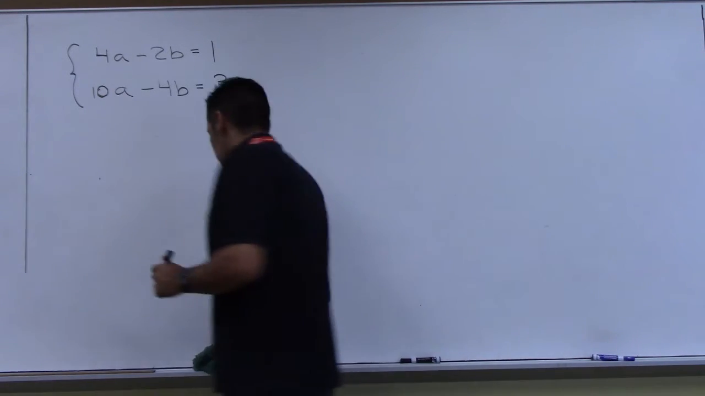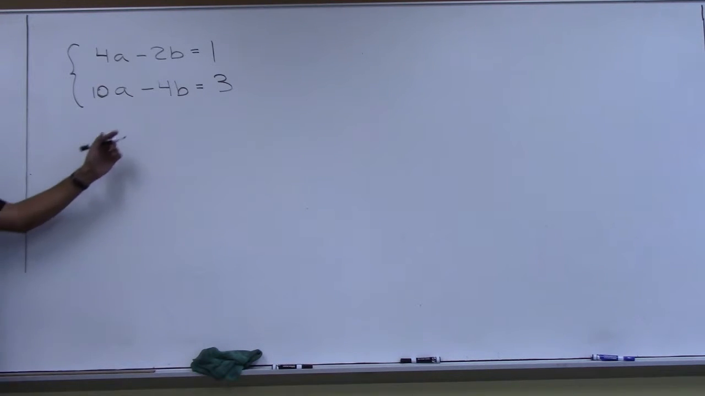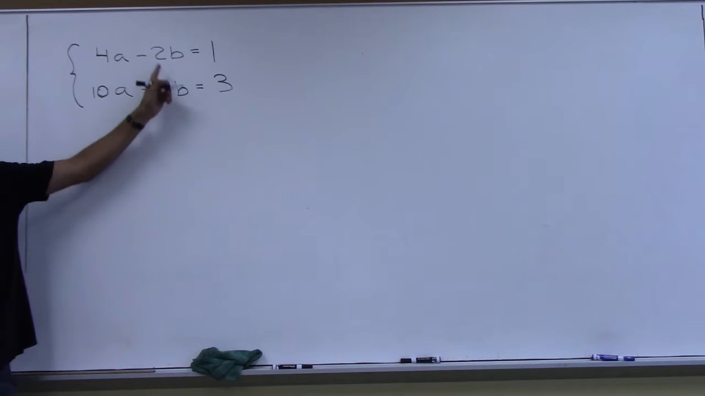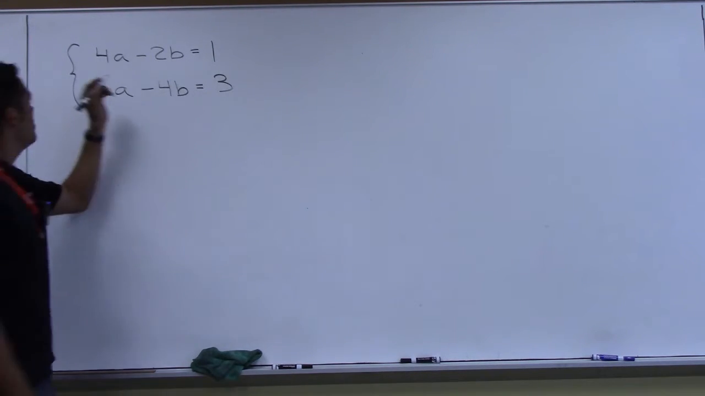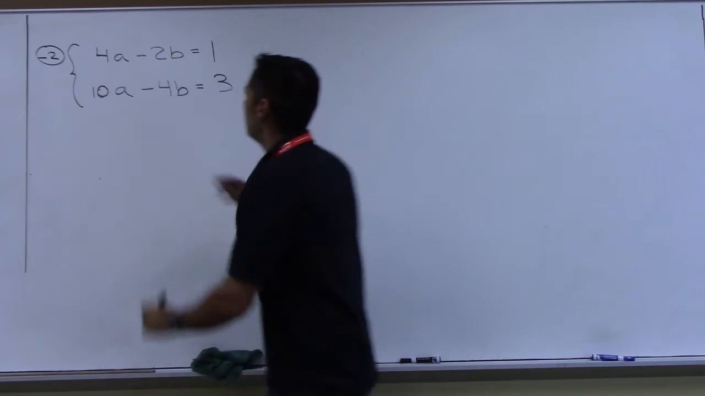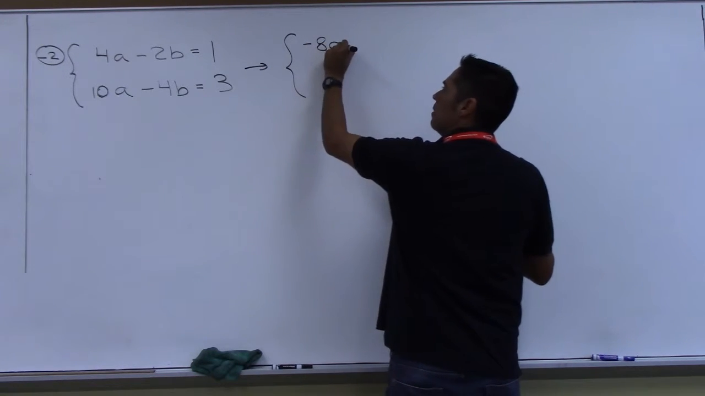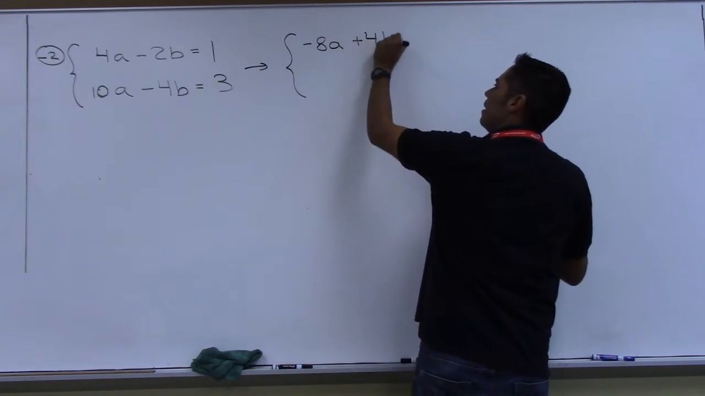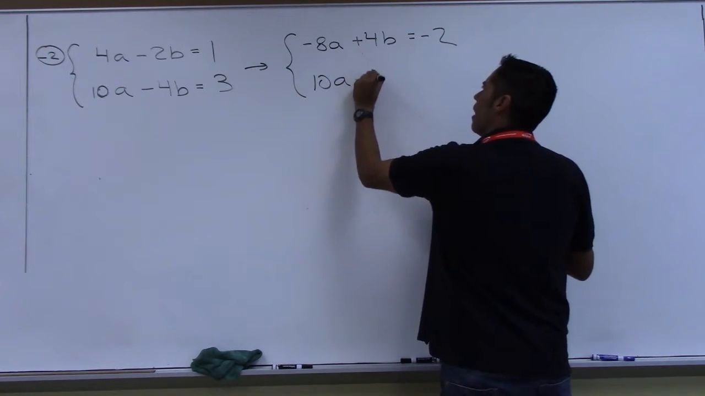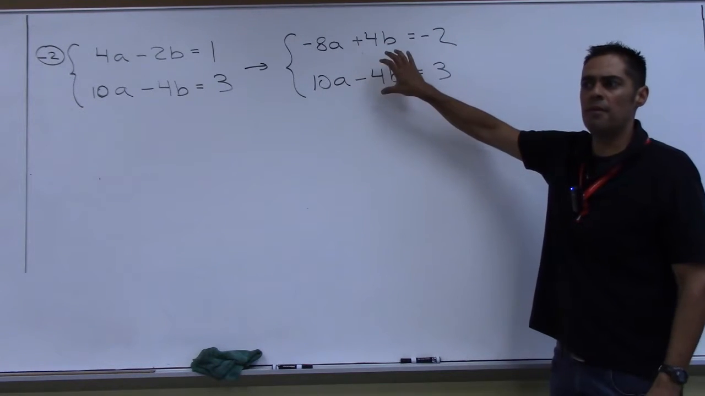All right, so if I were doing this problem, what I would do is elimination. I would look at the A's and the B's and try to figure out which one I want to kill off. I think I would want to kill the B's off here. So I'd multiply the top row by -2. Then this new system of equations would become -8a plus 4b equals -2, and then 10a minus 4b equals 3. What I've done is put a positive 4b here and a negative 4b here.